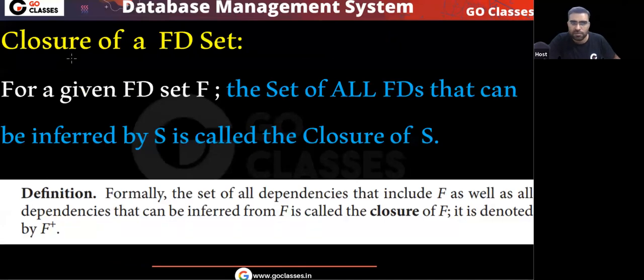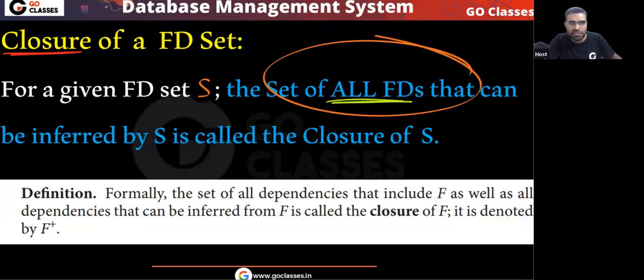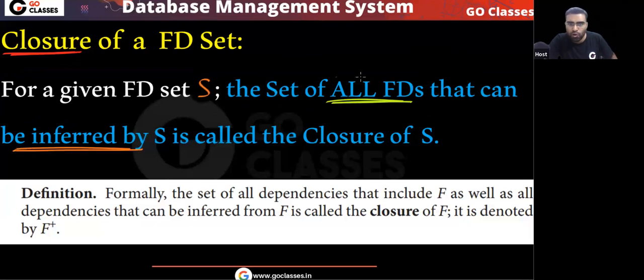See, this is the definition. What is closure of FD set? If I give you an FD set, what is the closure? The closure will be the set of all FDs that you can derive from this. So for a given FD set S, the set of all FDs that you can derive will be your closure of S.